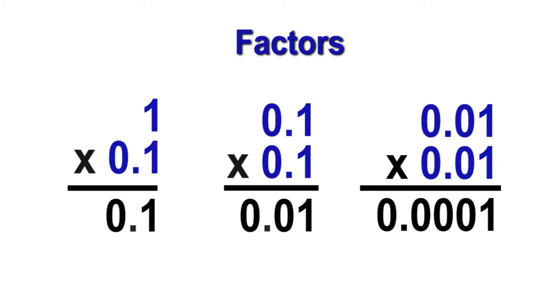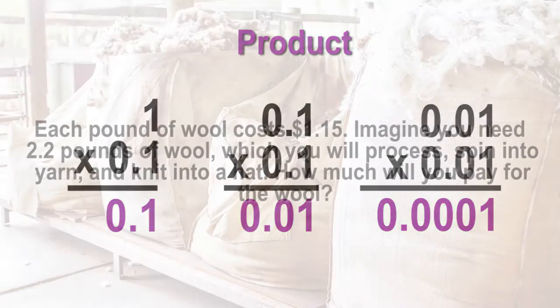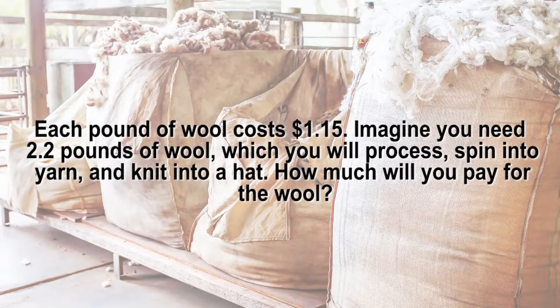Factors are the numbers multiplied together in a multiplication problem. The product is the answer to a multiplication problem. Wool is often sold by the pound. Each pound of wool costs $1.15. Imagine you need 2 2/10 pounds of wool, which you will process, spin into yarn, and knit into a hat. How much will you pay for the wool?